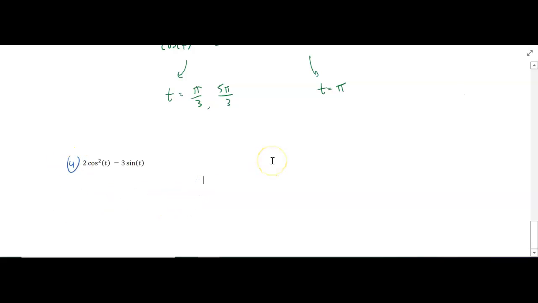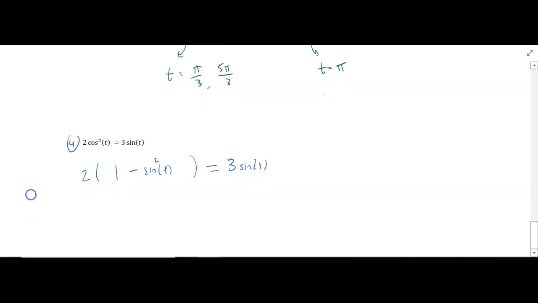All right, so this one problem was a little bit different. Here we had 2 cosine squared equals 3 sine of t. So very similar to the last one. We can't mix cosine and sine. We've got to get it all into one. So we're going to replace cosine squared by 1 minus sine of t squared. And then that will equal 3 times sine of t.